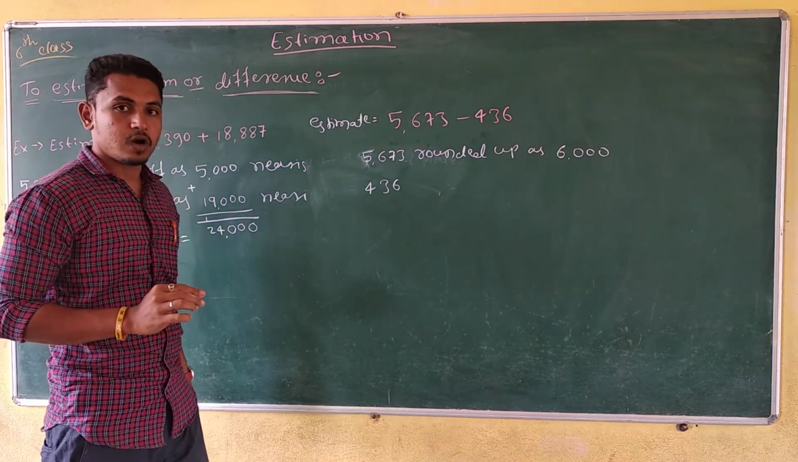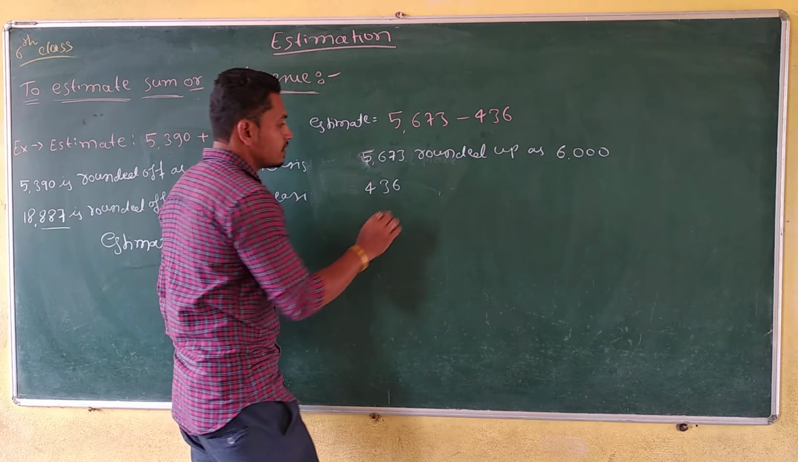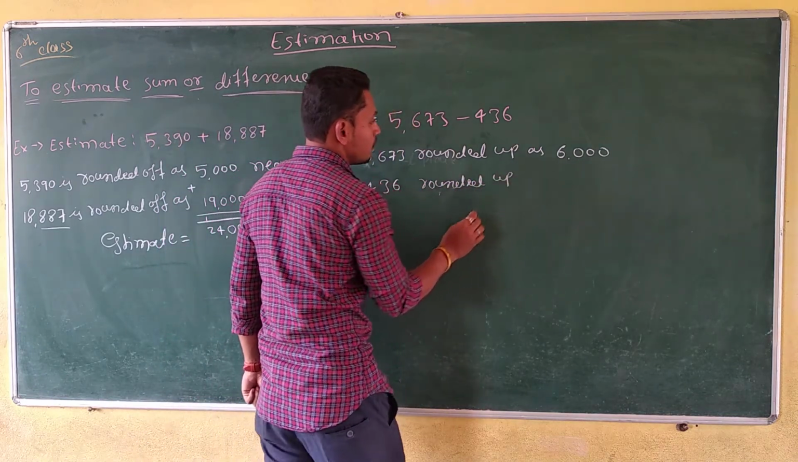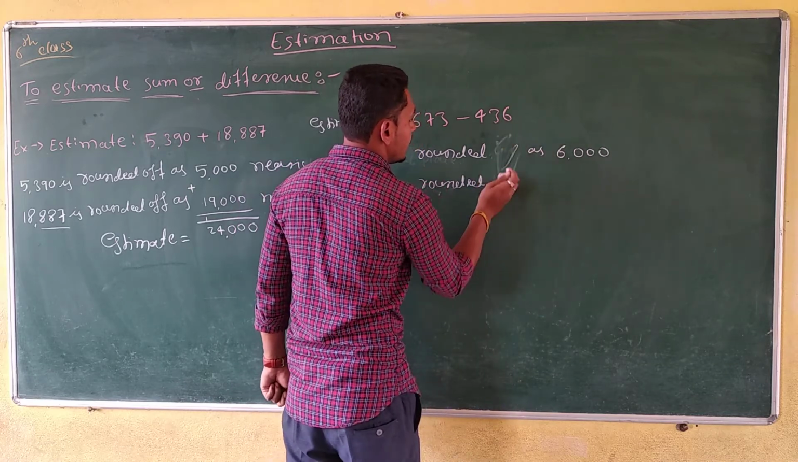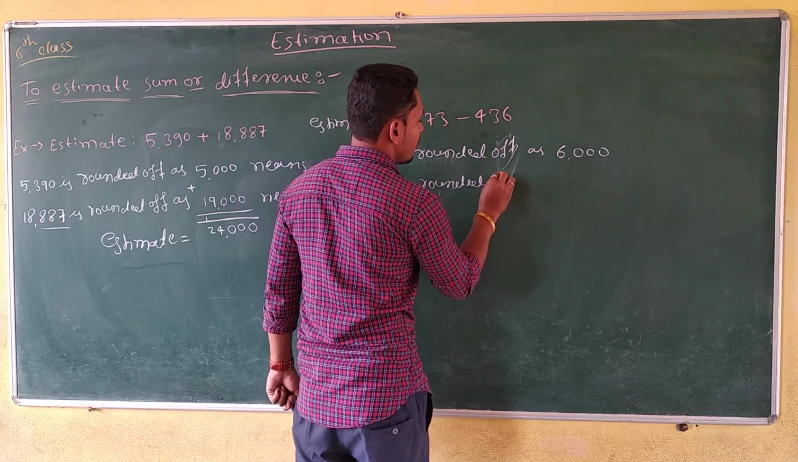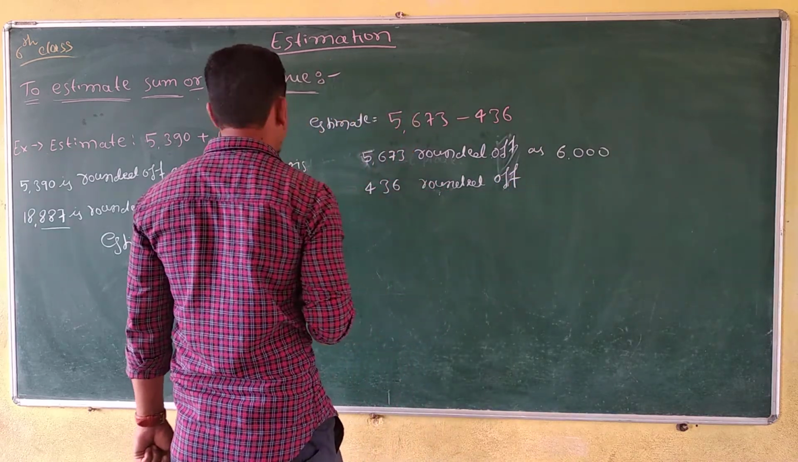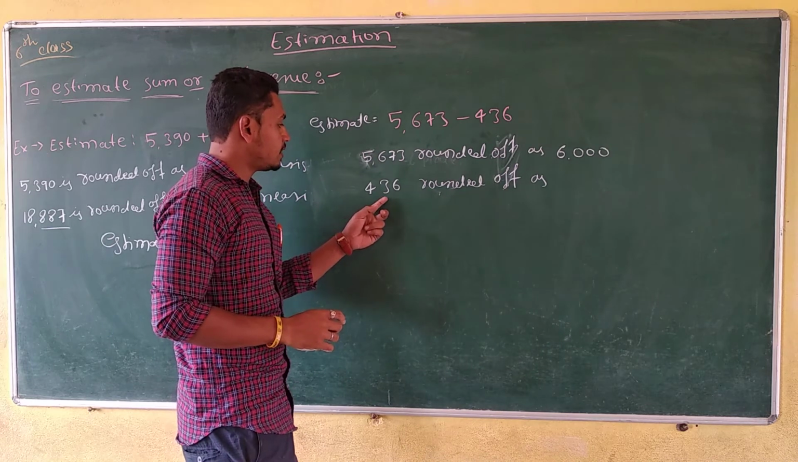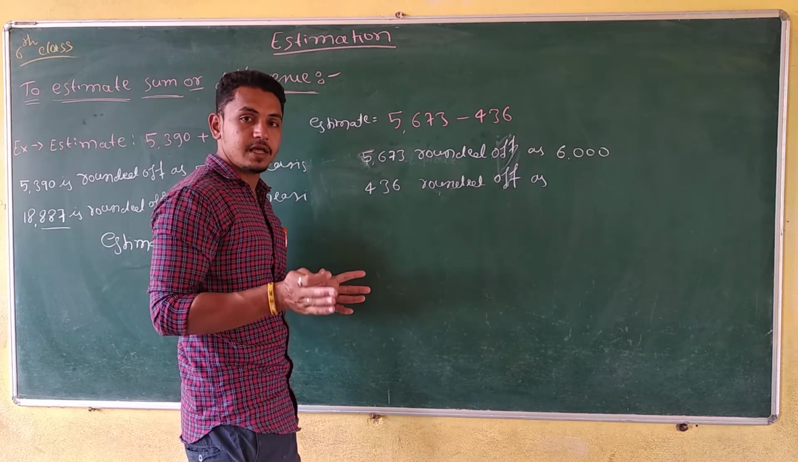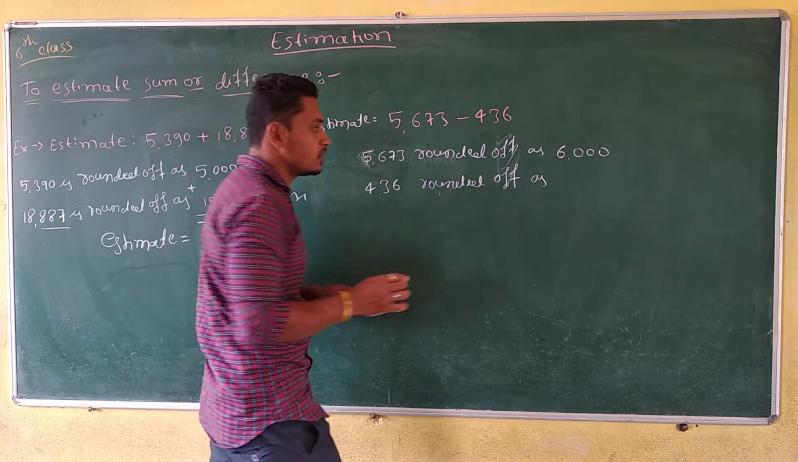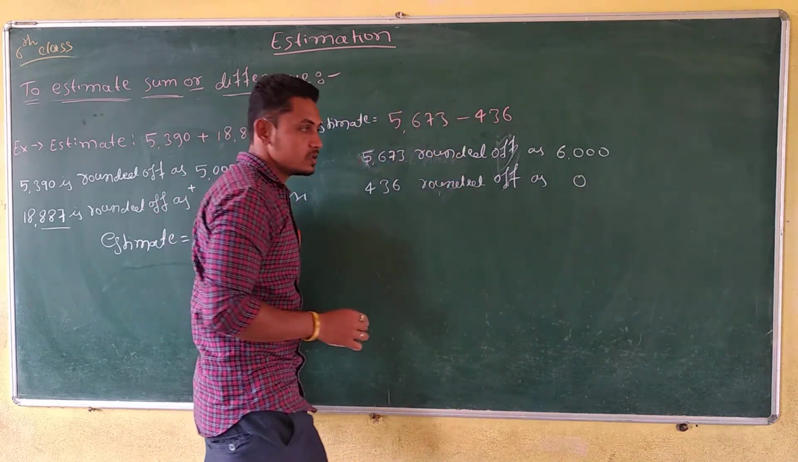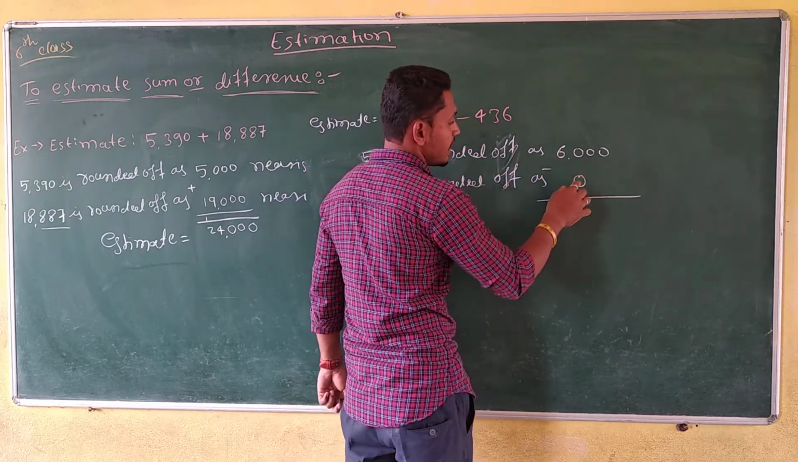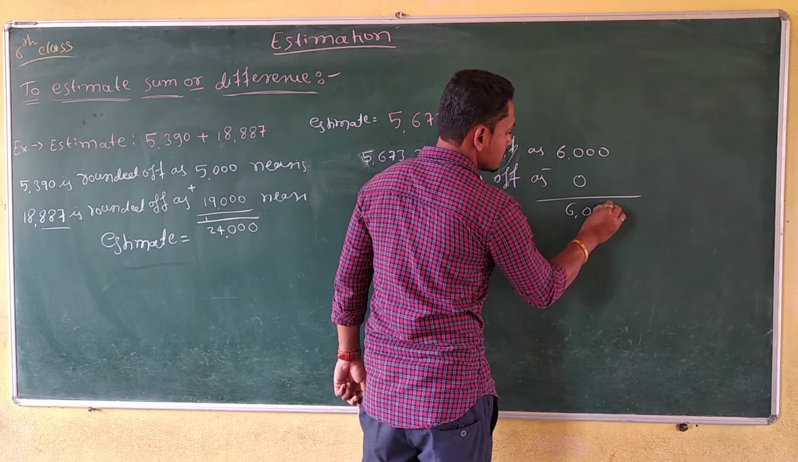Next, 436. Is it right? So it is rounded up as follows: 436 is nearest to 0. So rounded up it is 0. Next, minus: 6000 minus 0 is 6000. Is it right?